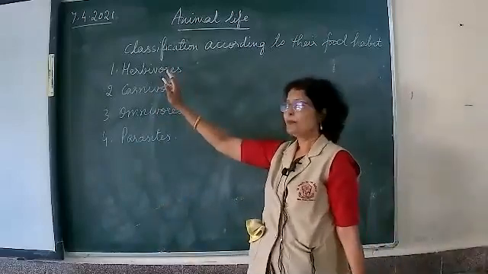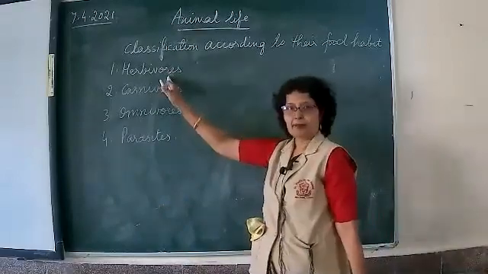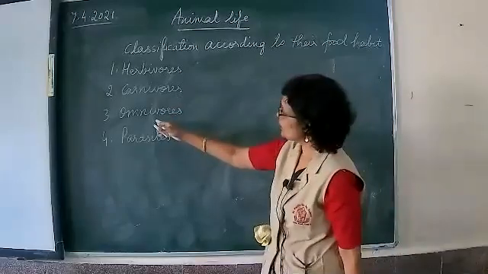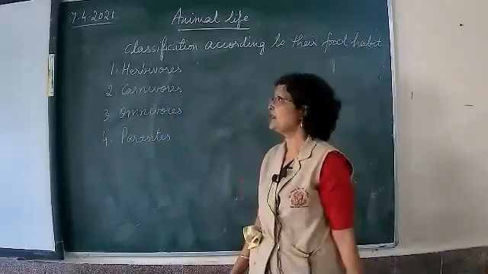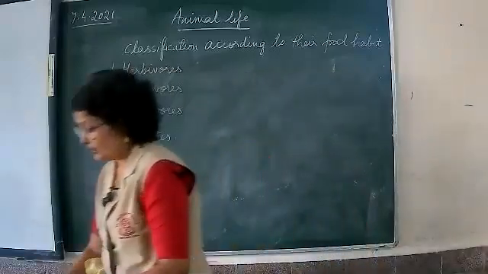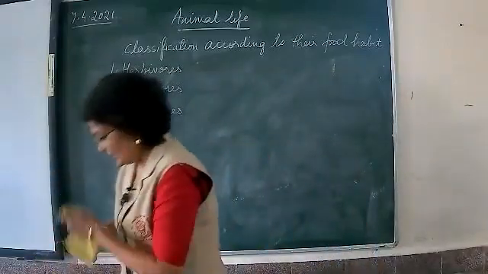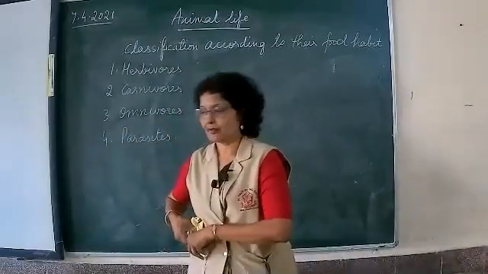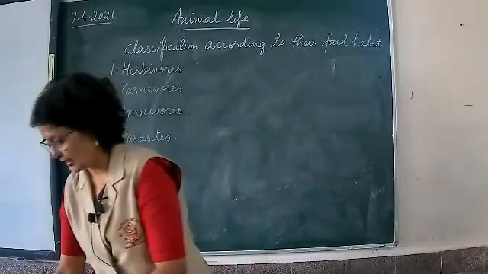Herbivores are only those which eat grass, plants, etc. Carnivores are flesh-eating animals. Omnivores eat both plants and flesh. And parasites depend on other animals to live. Okay, so I will explain this in detail in the next class.